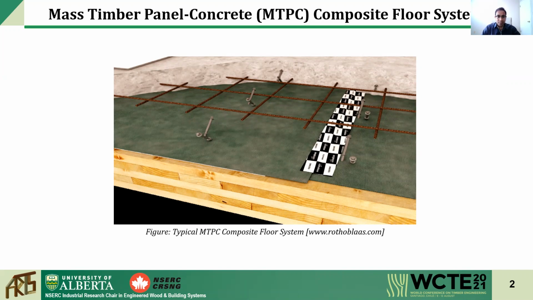A typical mass timber panel concrete composite floor system, as can be seen in the figure, has a mass timber panel connected to the reinforced concrete slab by mechanical connectors. There can be a gap in between timber and concrete due to the presence of an insulation layer.